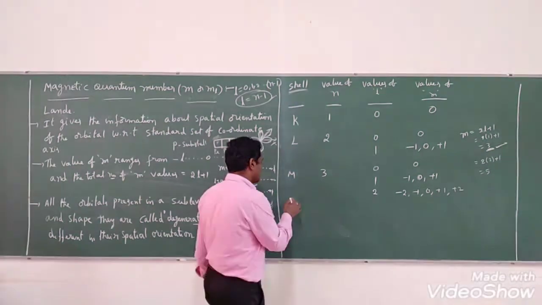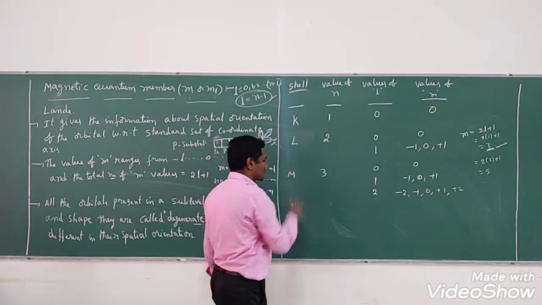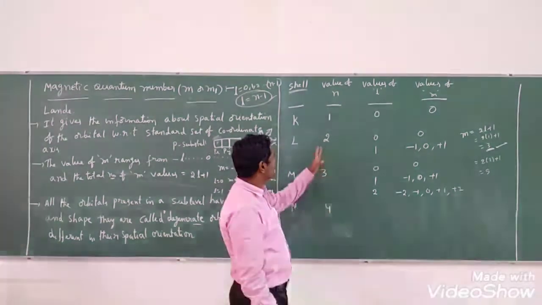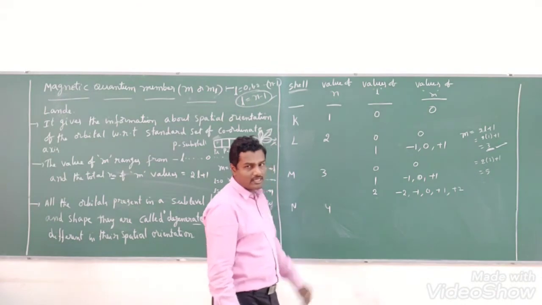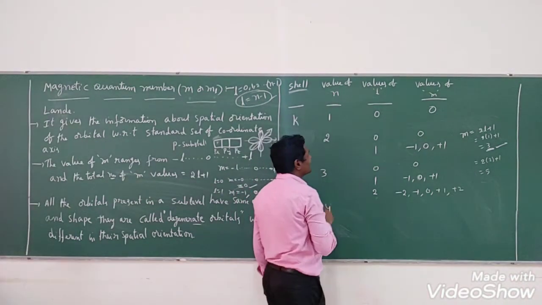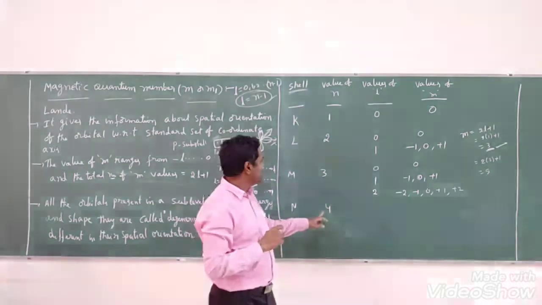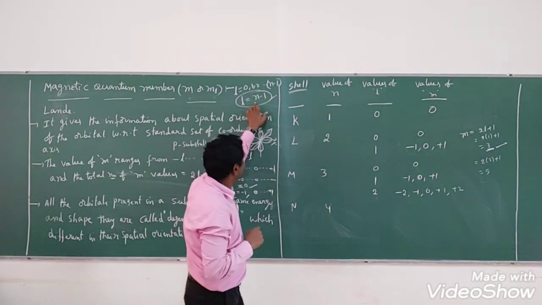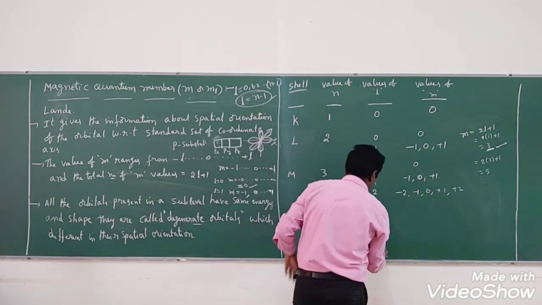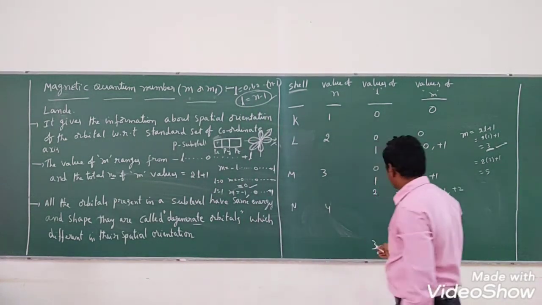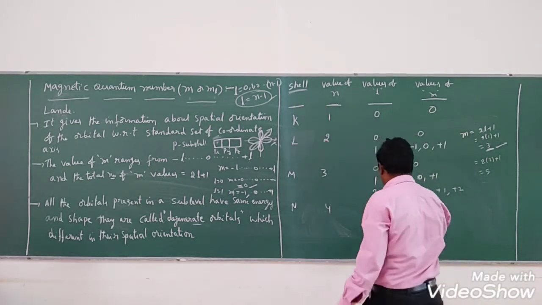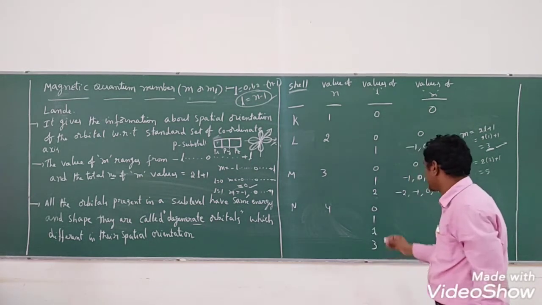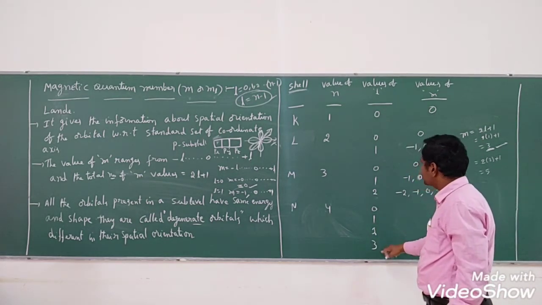In a similar manner, we need to discuss K, L, M, and N shells also. What is the n value here? 4. The principal quantum number is 4. If it is 4, then only we call it the N shell, right? What are the values of L for the given n value 4? The maximum value is n minus 1, so if you apply, you get 3. Before 3, you should take all the values: 0 is possible, 1 is possible, 2 is also possible, students. So the L values are 0, 1, 2, 3.